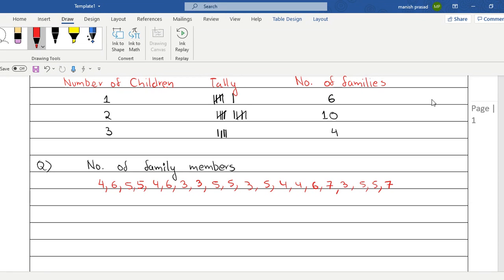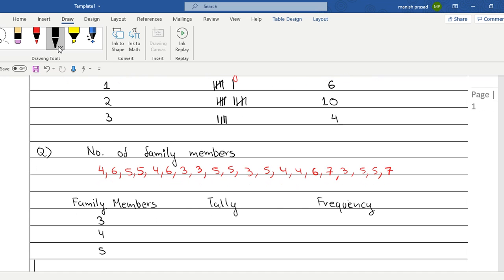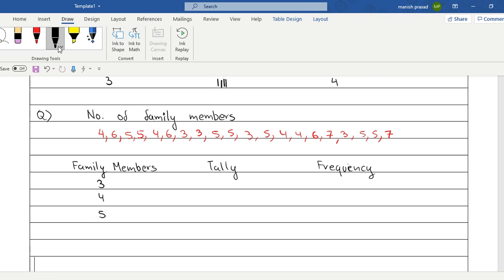So the lowest number of family members is 3. Take the heading family members here. The next heading would be tally. And then it would be the frequency, or number of families. So it starts with 3, goes to 4, goes to 5, and then 6, 7.